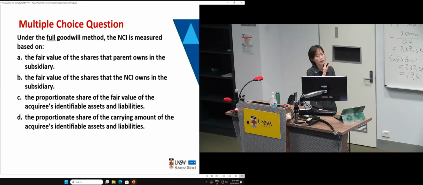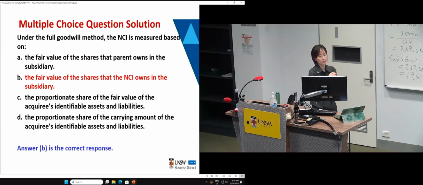The second one, so does everyone else agree? Yes. Okay, all good. So B is the right answer, right? The fair value of shares that the NCI owns in the subsidiary. So B is the right one. Now, someone may say, what about C? The proportion share of the fair value of the acquiree's identifiable assets and liabilities. This is correct if the partial goodwill method is used, right? But here we ask for the full goodwill method.